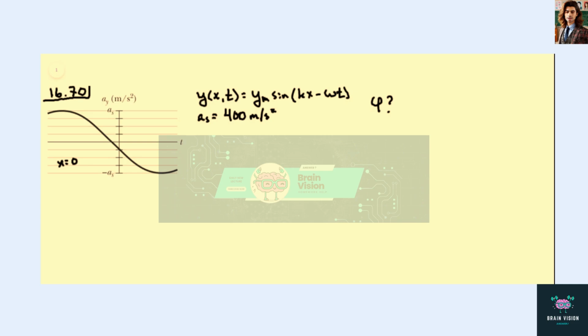So we've got the transverse acceleration plotted here for some wave on a string as a function of time at the x equals 0 point on it. And we're told that this has the form of an amplitude times the sine of kx minus omega t plus phi, which I forgot to write the whole point of the problem in here. And then the scale of this is set by 400 meters per second, which is what a sub s is.